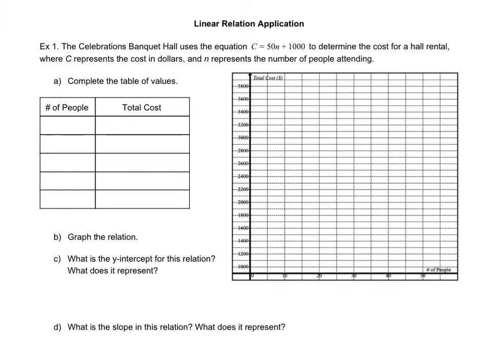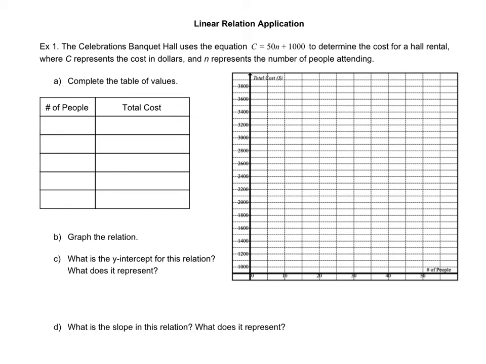In this video, we will look at the application side of linear relations. So let's start with our first example. The Celebrations Banquet Hall uses the equation C equals 50N plus 1,000 to determine the cost for a hall rental, where C represents the cost in dollars and N represents the number of people attending.